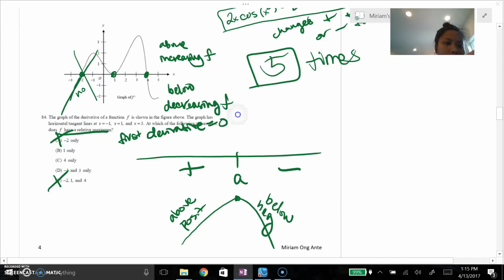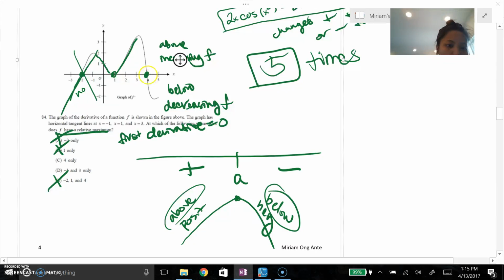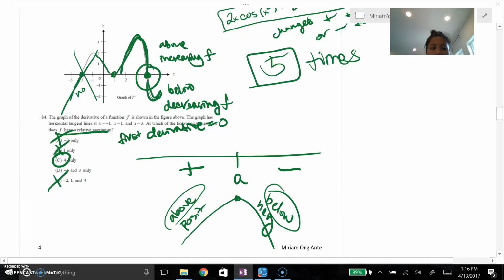Let's look at 1. First, I'm above, then I'm above. No, that's not what we want. We want an above and then a below. So for 4, is it first above? Yes. First I'm above. Then I'm below, which is great because that's exactly what we want. So we want C.